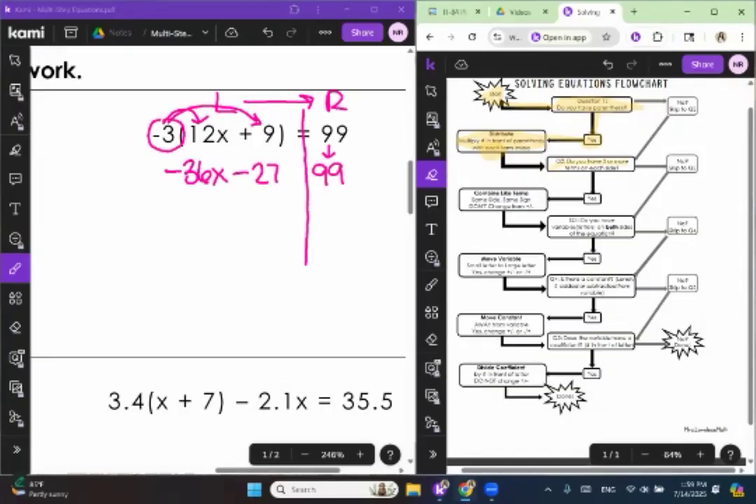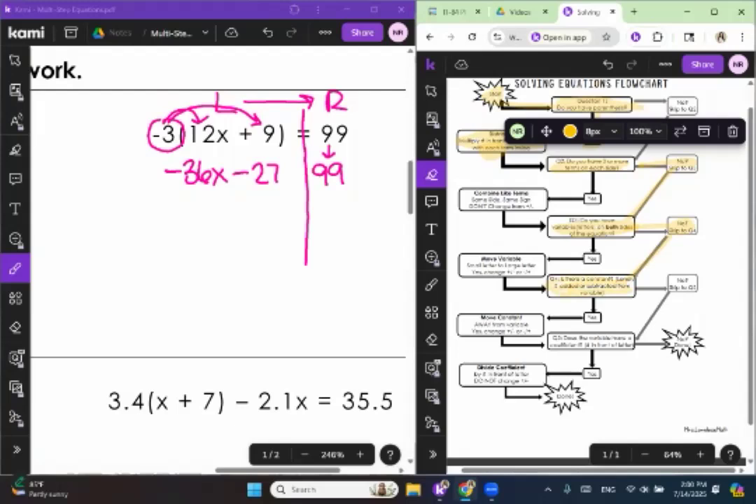Do you have 3 or more terms on each side? I only have 2 here, and I have 1 here. So do I have 3 or more? No. So we skip down. Do you have variables on both sides? That would also be a no because I only have a variable on the left. And believe it or not, that is coming soon.